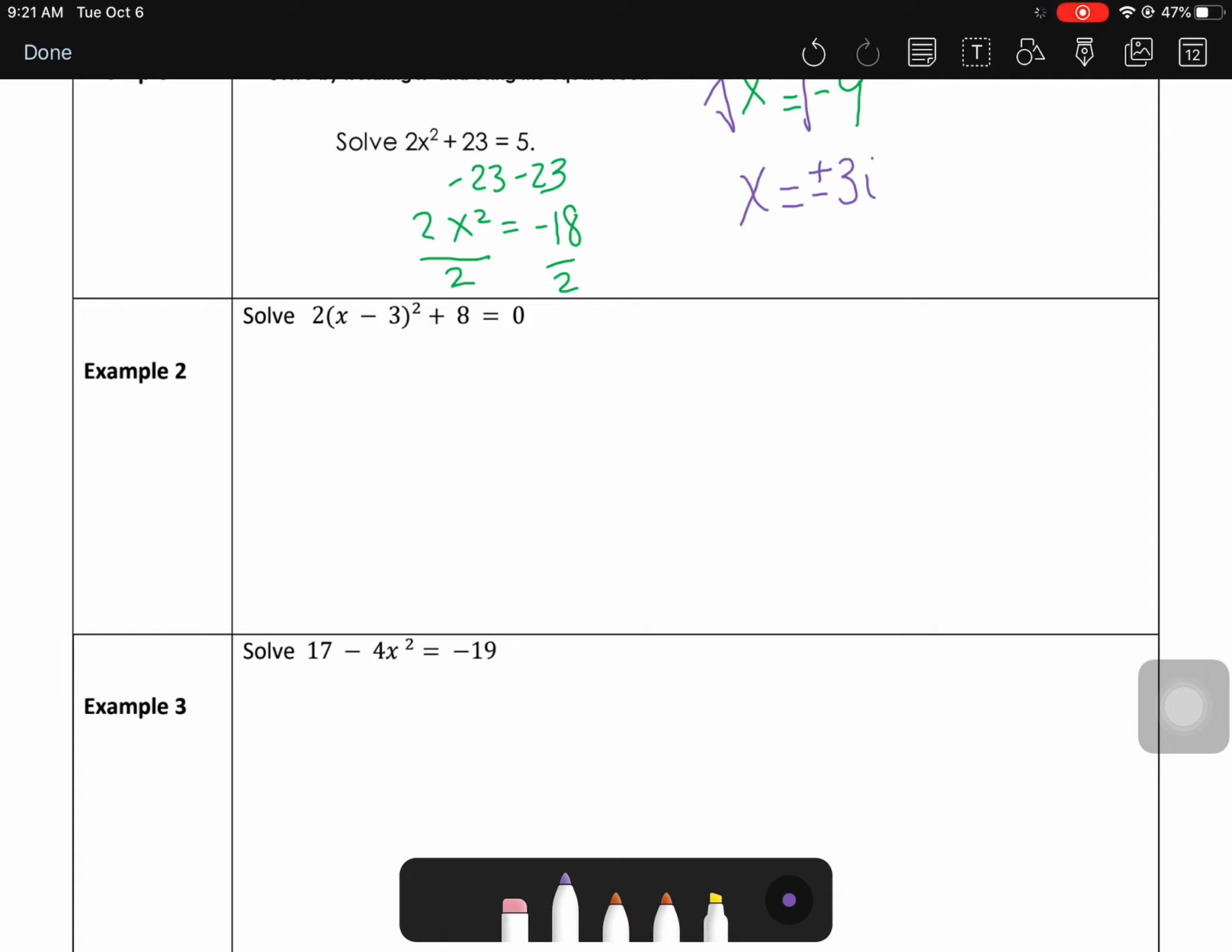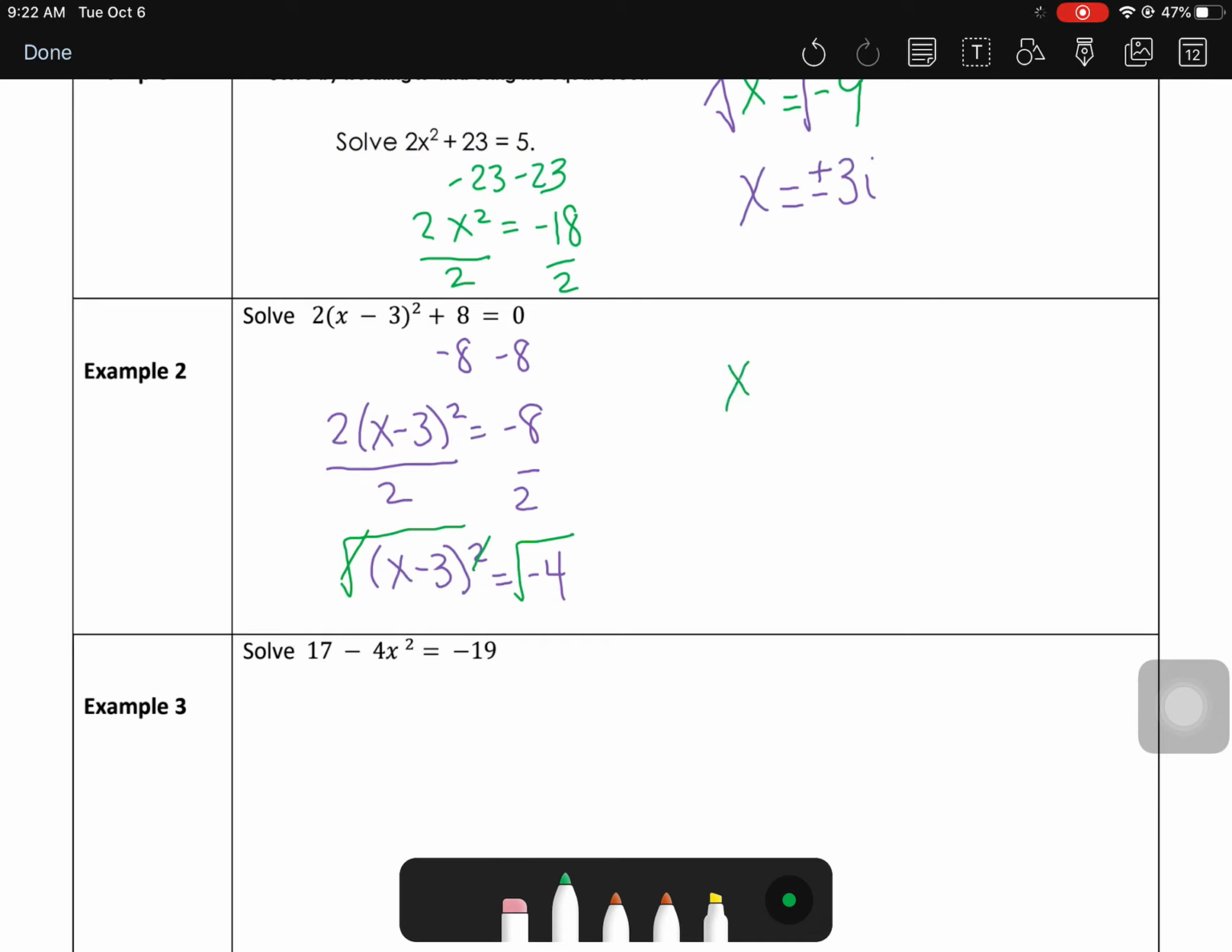In our next example, we want to get the square by itself, and even though it's a quantity, it's the exact same procedure. So we have subtracting 8 from both sides. And then we're going to divide both sides by 2. So we have x minus 3, the quantity squared, is equal to negative 4. And now that we have the square by itself, we want to take the square root of both sides, because remember that those are opposite operations. So a square and a square root cancel.